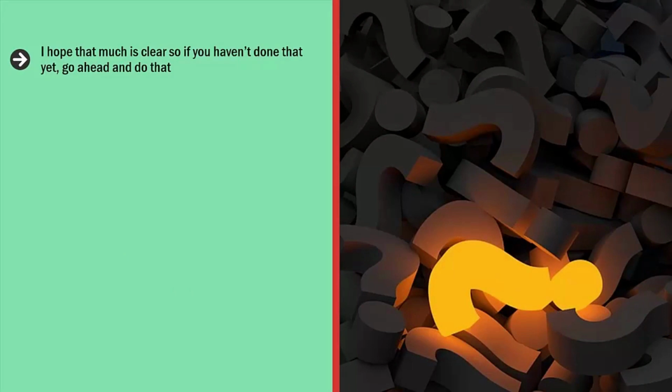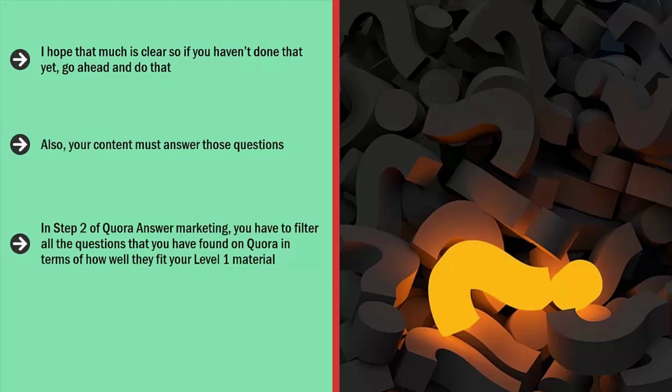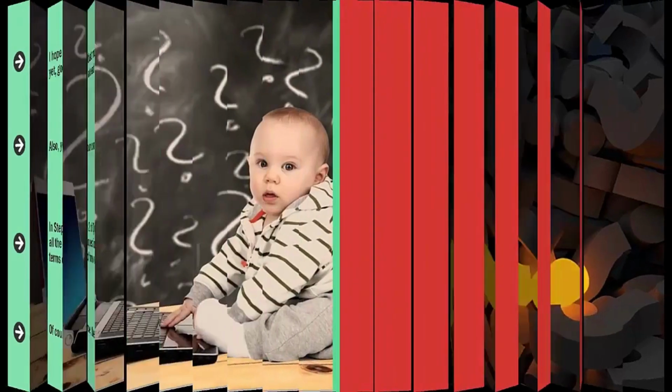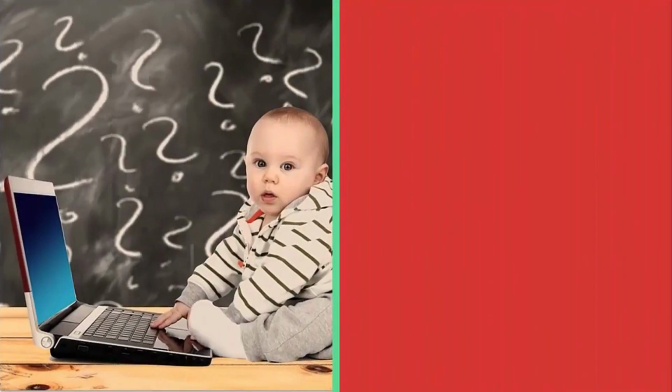The key here is that your content must answer key questions that your audience members would have in mind when looking for solutions. In step 2 of Quora Answer Marketing, you have to filter all the questions that you have found on Quora in terms of how well they fit your level 1 material. If there are not enough questions that directly fit, you might want to hire a virtual assistant to create questions for you. Of course, they're going to have to use many accounts. They need to switch among different accounts to make it look legit. Regardless, you need to populate Quora with questions that are directly related to your niche and which are directly answered by your layer 1 or layer 2 materials.